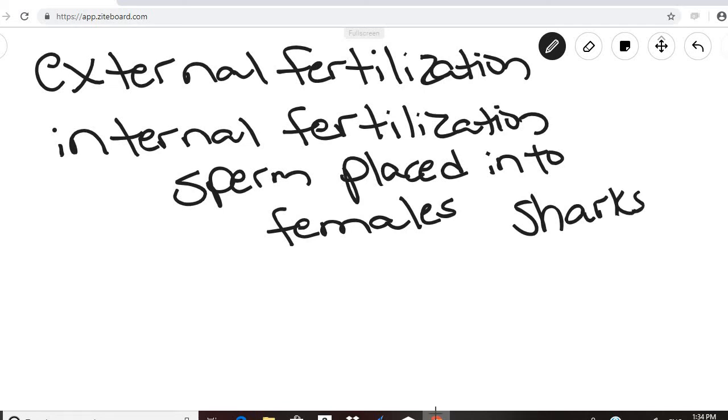I think the rays do too. I think the sharks and rays all have internal fertilization. Yes, so sharks and rays do have internal fertilization. Okay, three more words that I'm going to throw out at you. Again, you study these in biology.